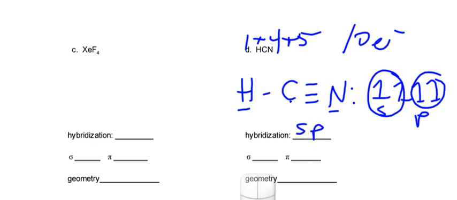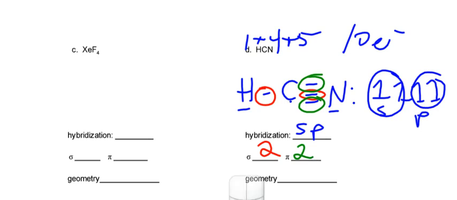So it's sp. How many sigmas do I have? Let me use a color. Here's 1 sigma and here's 1 sigma. So I have a total of 2. How many pi's do I have? 1 pi. 2 pi's. So I have a total of 2 pi's. Notice that when you add your sigma and your pi's together, it equals the total number of bonds. So what's your geometry? Folks, there's no question about it. sp with 2 bonding sites and no lone pair will always, always, always, always be linear.